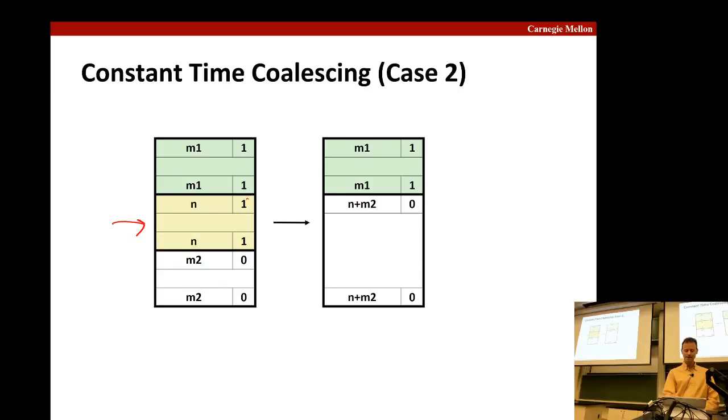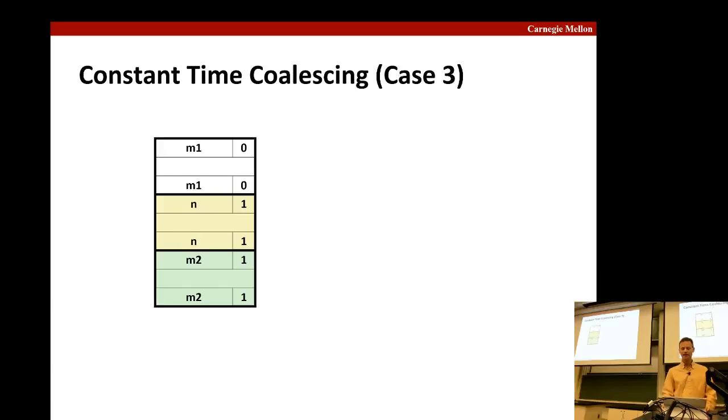We free this by setting this to 0, and then we look at this next block and see it's also 0. So we jump by M2 to get to the end of this block, and then we see what the end is, and we can write the new size, which is the sum of n and M2, and then keep that at 0. Okay, any questions on that case?